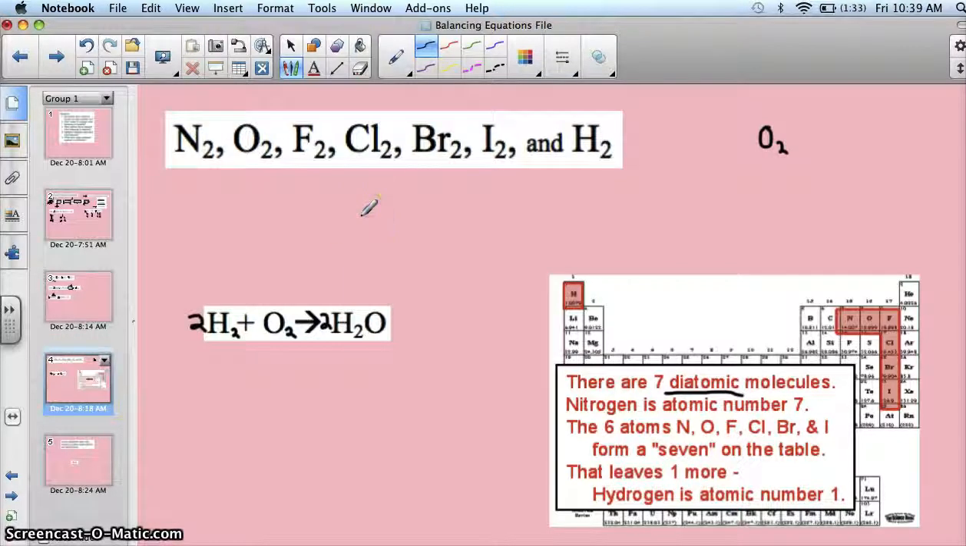Now these diatomic molecules, is what I should have called them, are easy to figure out. If you look on this periodic table, you have these 7 right here. 1, 2, 3, 4, 5, 6. 6 of these 7 make a letter 7. Isn't that something? And nitrogen starts with the atomic number of 7. I think it says all that right here. And don't forget to put hydrogen in there also. So these are the 7 elements that are diatomic and will only have a 2 beside it, and they will not normally be found without that in there.